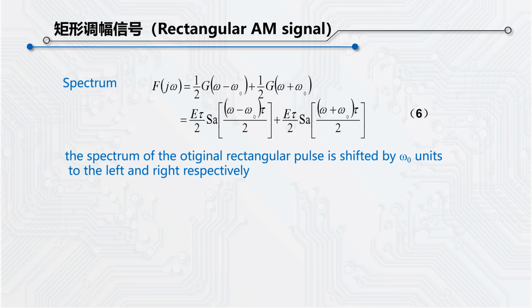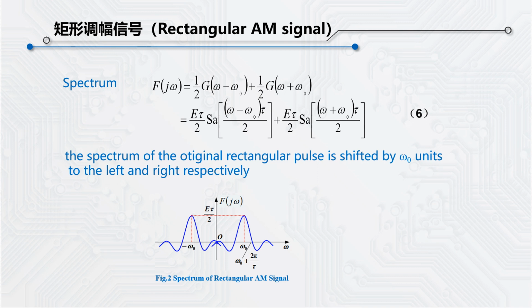Let's take a look at its spectrum. The frequency spectrum of the rectangular pulse changes according to the law of sampled signal. If the rectangular pulse is multiplied by cos ω0t, we can get a spectrum as shown in figure 2. Here we can find that the spectrum of the original rectangular pulse is shifted by ω0 units to the left and the right, respectively.